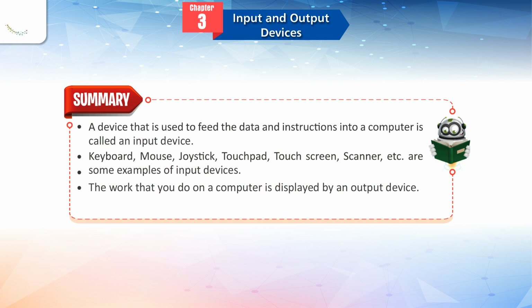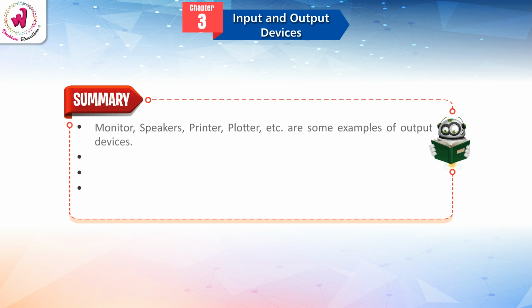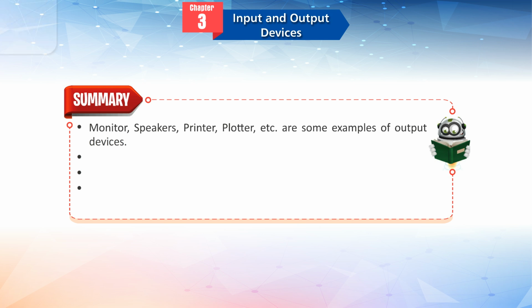The work that you do on a computer is displayed by an output device. Monitor, speakers, printer, plotter, etc. are some examples of output devices.